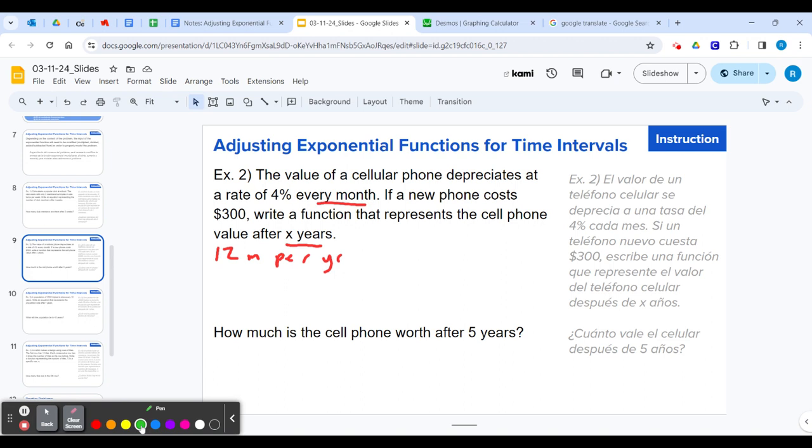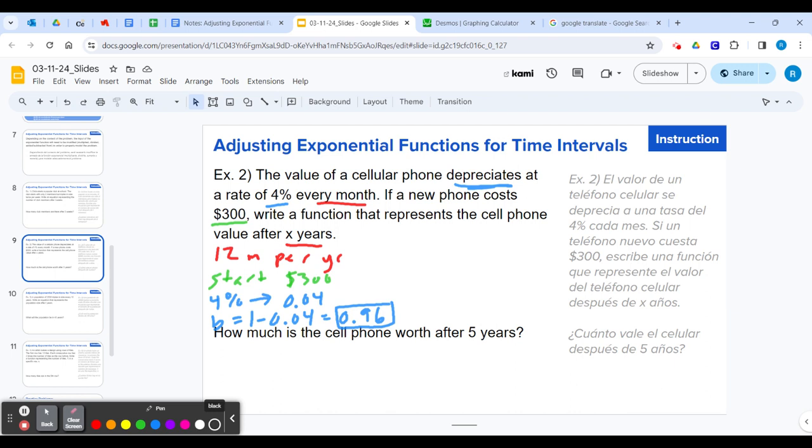And then I also know that I start at $300, and this is a depreciation problem. It's a decay problem at 4%. So that 4% is going to convert to 0.04. And I know that the base, since it's decay, is 1 minus 0.04, which is equal to 0.96. That'll be the base I use in my problem. So I come up with those numbers, then I get a formula.